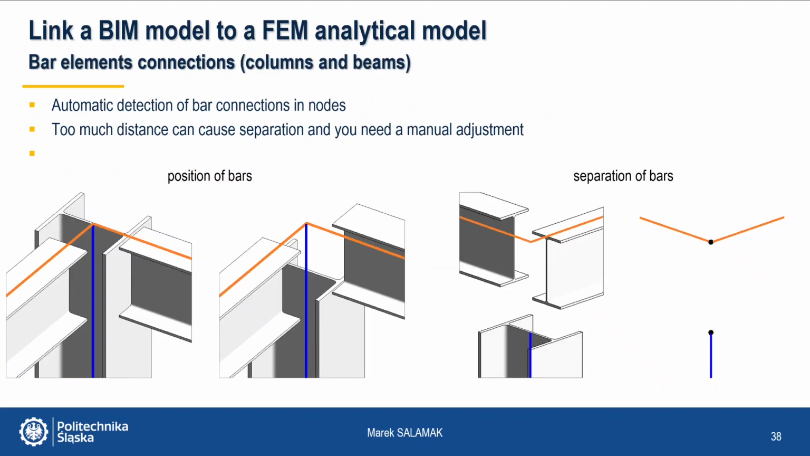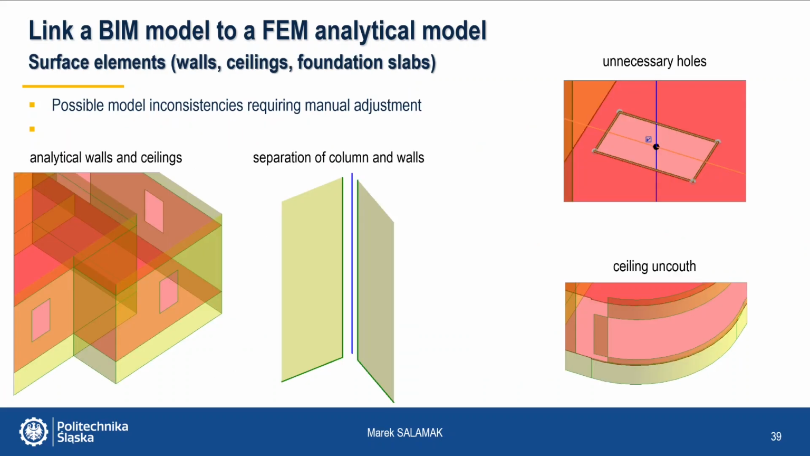The connection of bar elements, such as columns and beams, takes place automatically. Bar connections at nodes are detected. If the distance is too great, it may cause separation, and then a manual adjustment is needed. The same is true for surfaces, elements such as walls, slabs, and foundations. Small inconsistencies also require a manual adjustment.